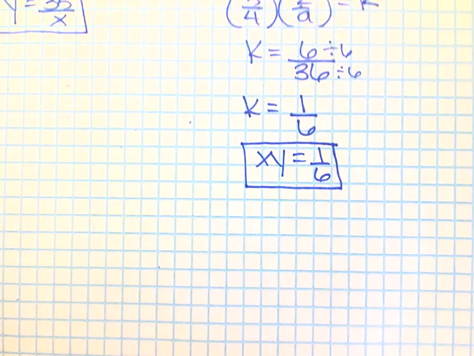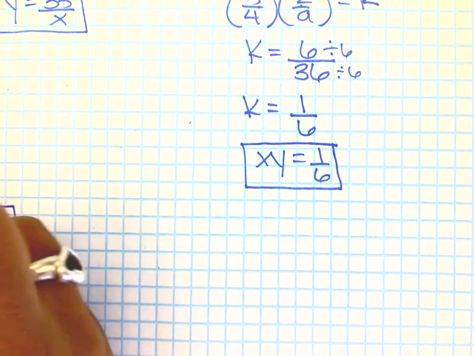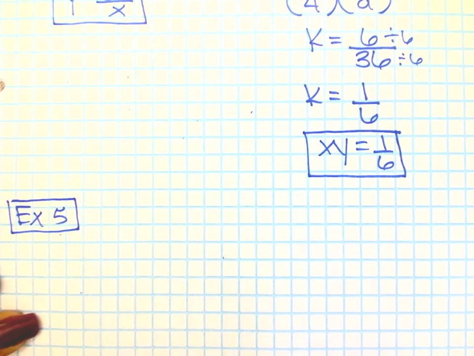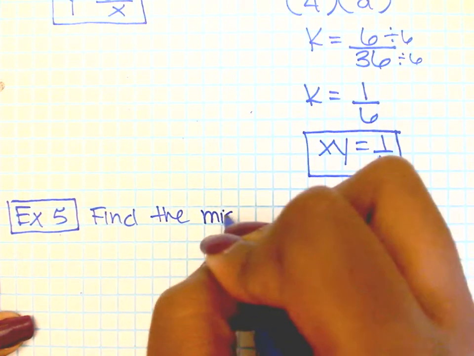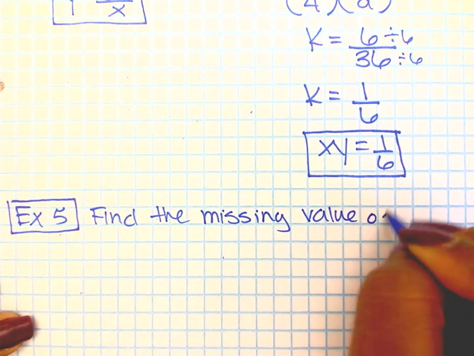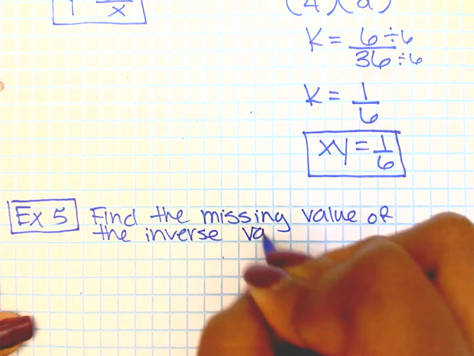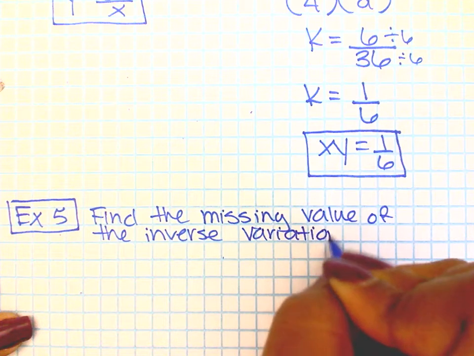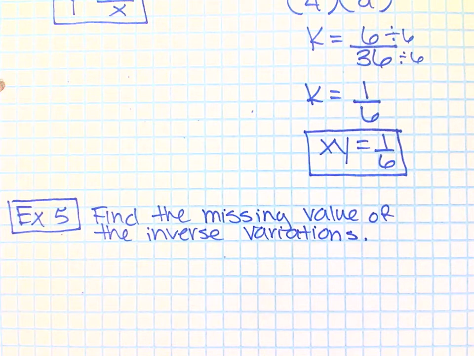Okay, example 5, we're almost there. Woohoo! This one's my favorite because I think it's super easy. Find the missing value of the inverse variations.